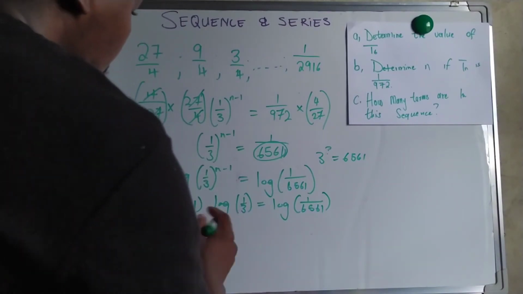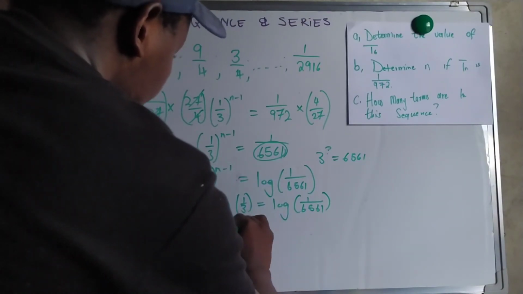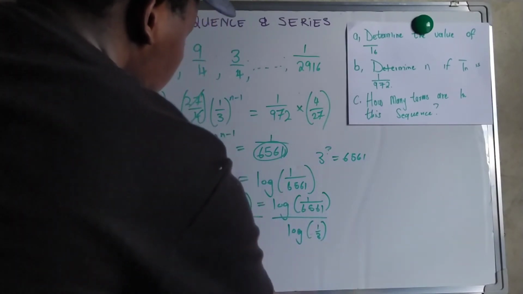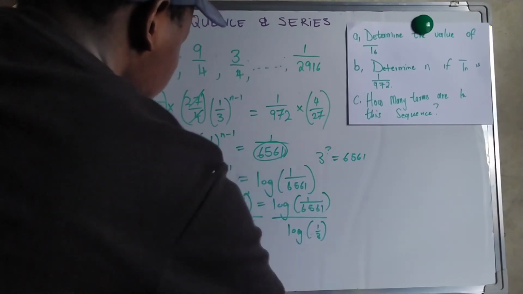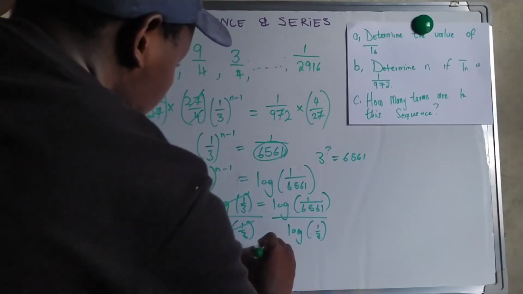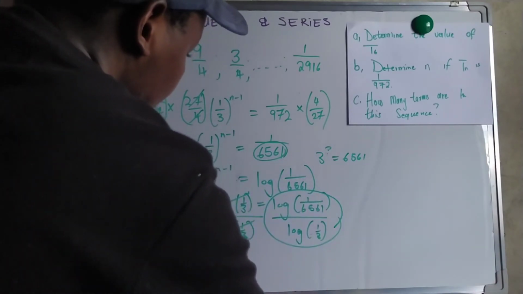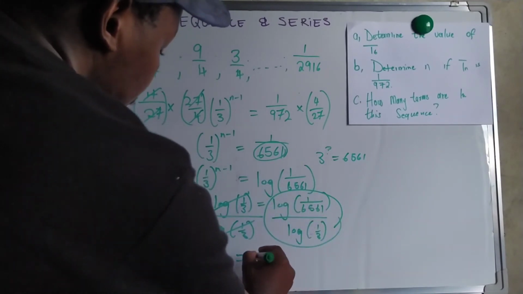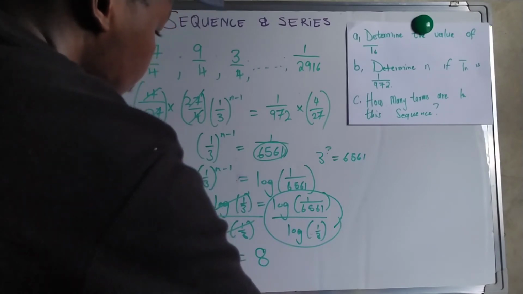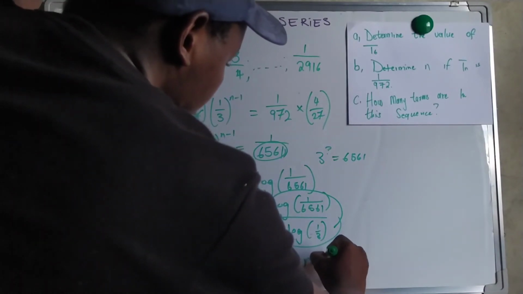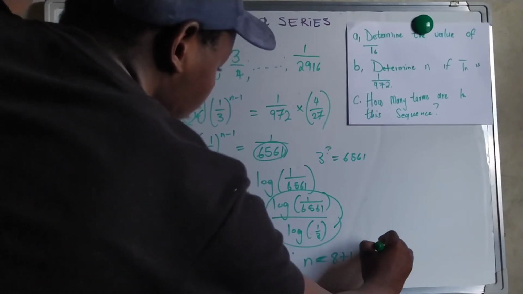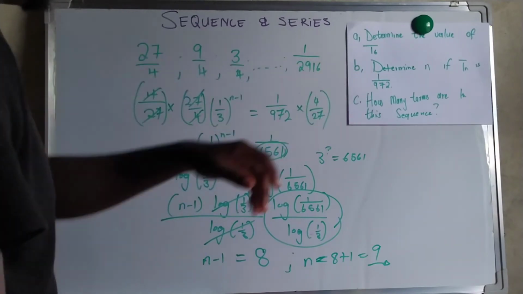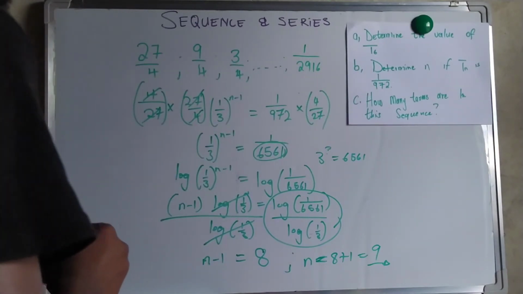Okay, so what we then do, we're going to divide both sides by this log 1 over 3. So this and this will cancel, then you are left with this equal to n minus 1. So you'll punch this into your calculator. So logs, whenever there is no negative sign inside the log, you'll get a value. So what you'll get is n minus 1 will be equal to 8. Then you'll say n is equal to 8 plus 1, which is equal to 9. Okay, so it means the n is 9 when Tn is 1 over 972. Let's go to the last one.